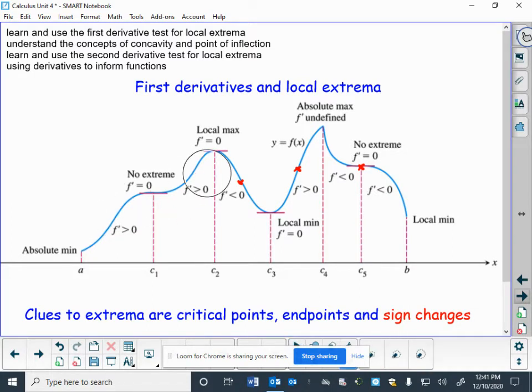I think I've got some extra things in there that don't necessarily need to be there, so we'll get rid of those. All right, so this shows an example of, over on this end, an absolute minimum that happens to occur at an endpoint. So we know that endpoints are a place that we need to look at. This is just a local minimum because this other minimum on the other side is lower, smaller.